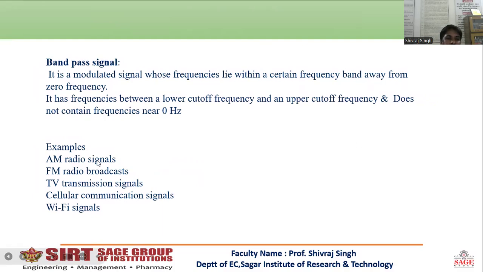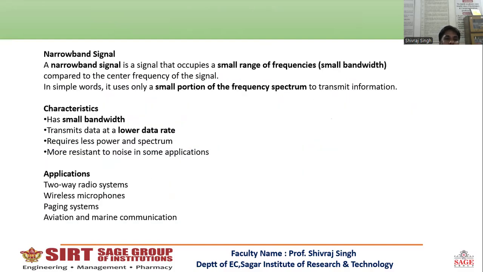Next one, bandpass signal. It is the modulated signal whose frequency lies within a certain frequency band away from zero frequency. That means it has signal frequency greater than 0 hertz. For example, AM radio signal, FM radio broadcast signal, TV transmission signal, cellular communication signal, Wi-Fi signal. These are bandpass signals. And bandpass signals are of two types. First one narrowband signal and second one wideband signal.